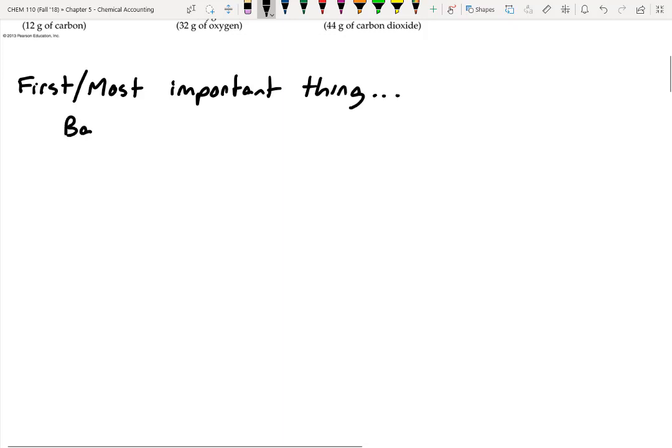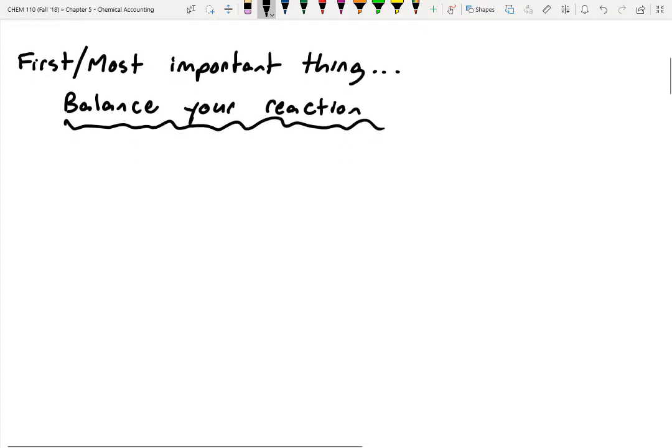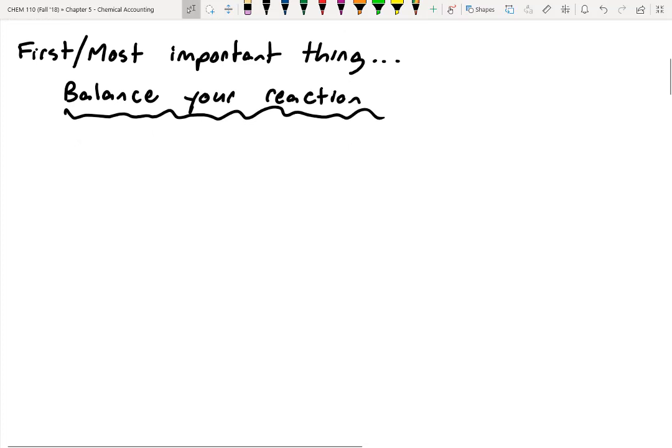And that is to always balance your reaction. If you don't balance your reaction, you really can't do stoichiometry effectively. So this is arguably the most important step anytime you're doing stoichiometry. So let's take an example.